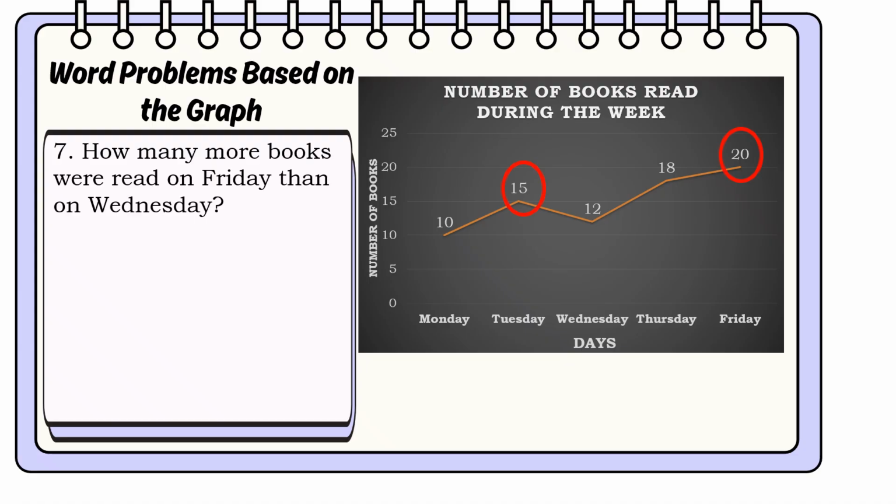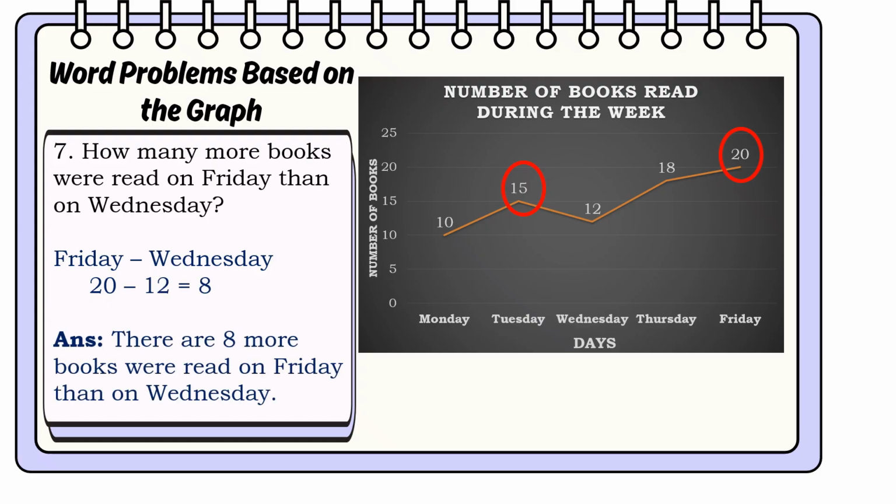Alright, let's find out. So here it is asking for how many more. So what operation are we going to use? Alright, we're going to use subtraction. We're going to subtract Friday minus Wednesday. So we have 20 minus 12 is equal to 8. Therefore, 8 more books were read on Friday than on Wednesday.